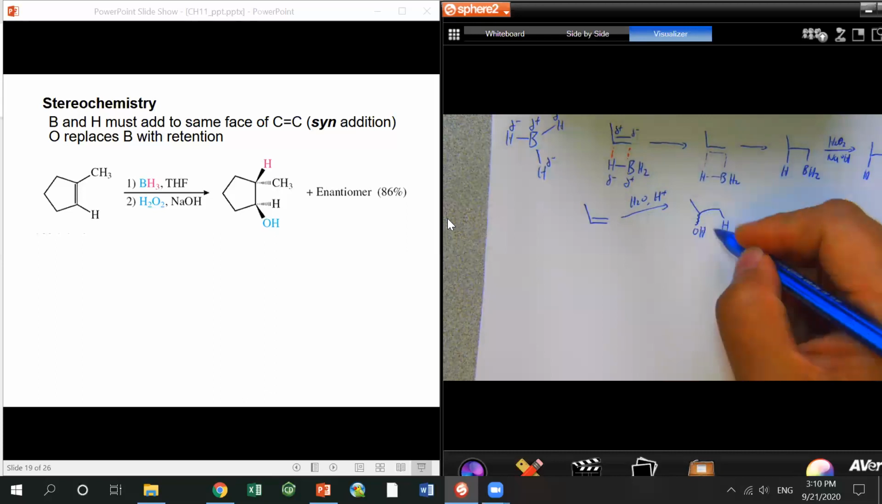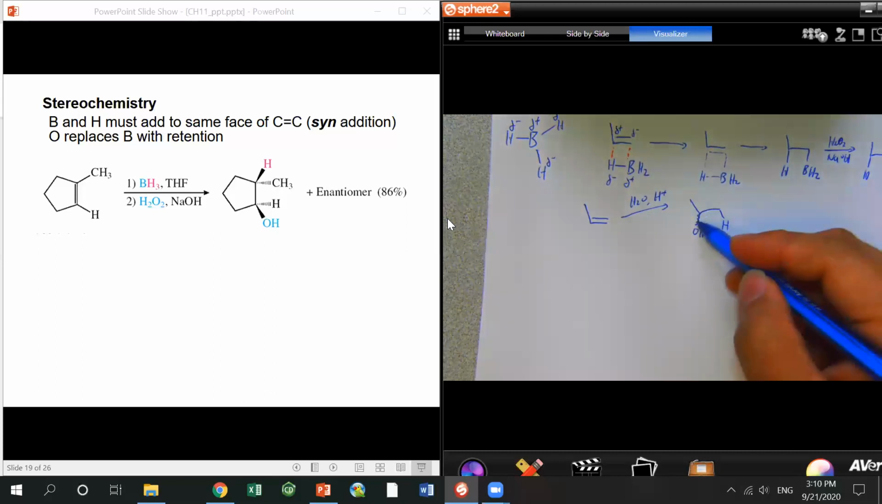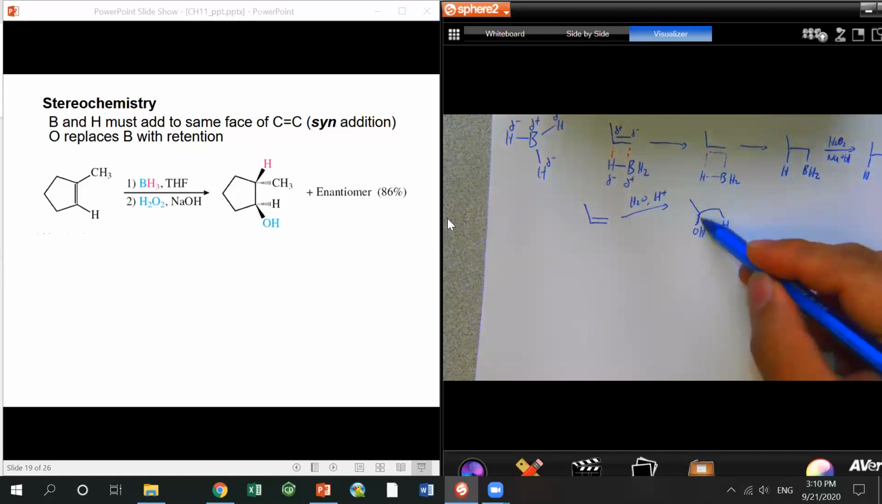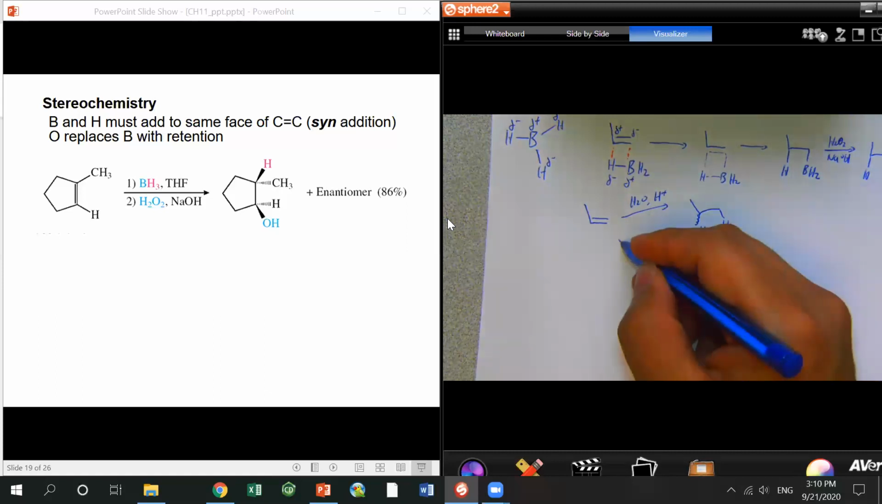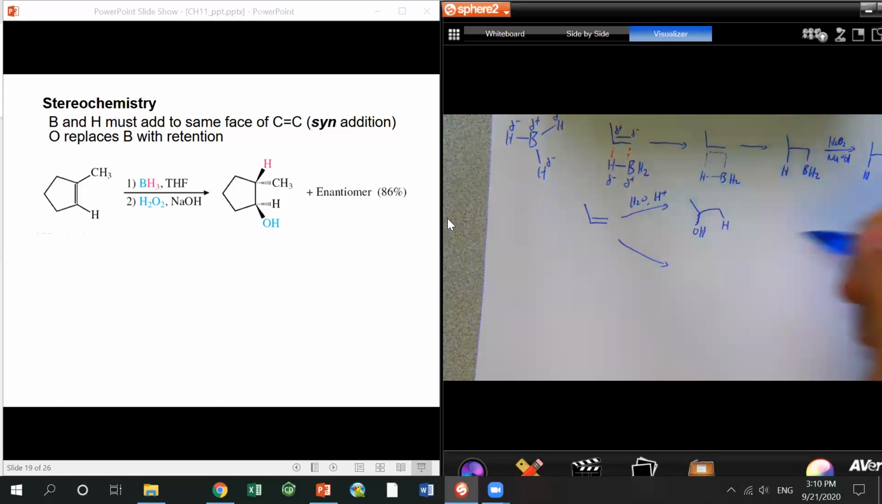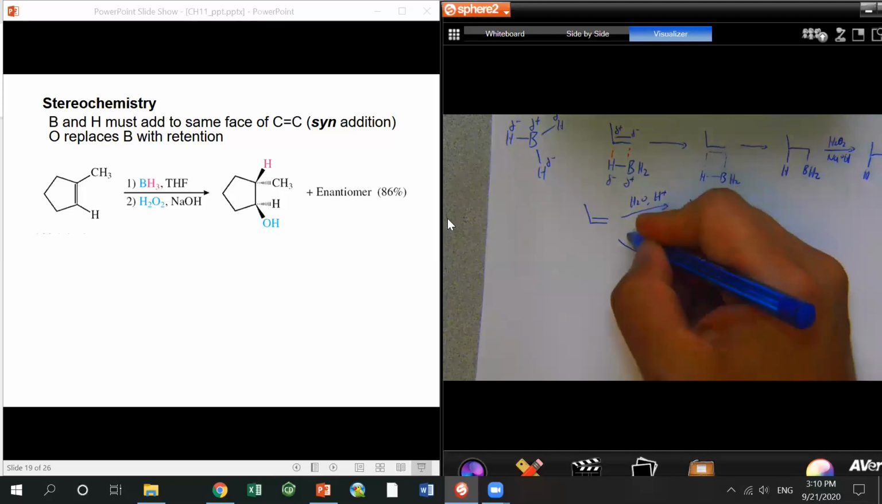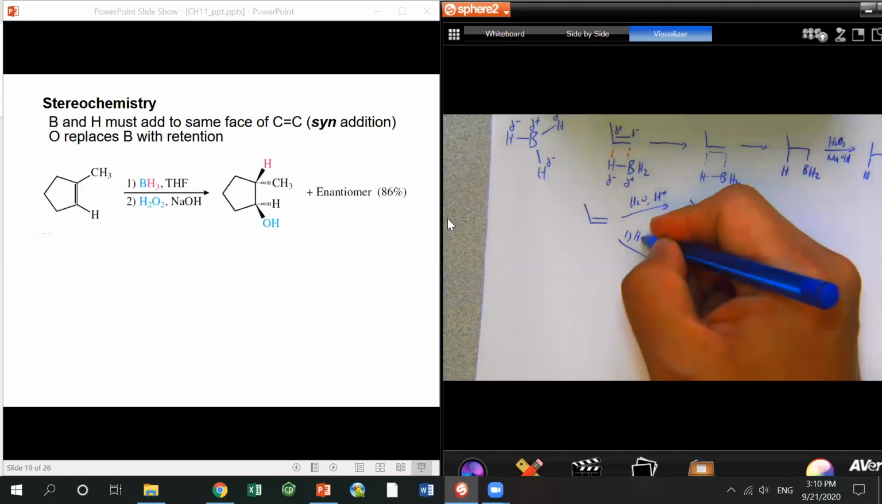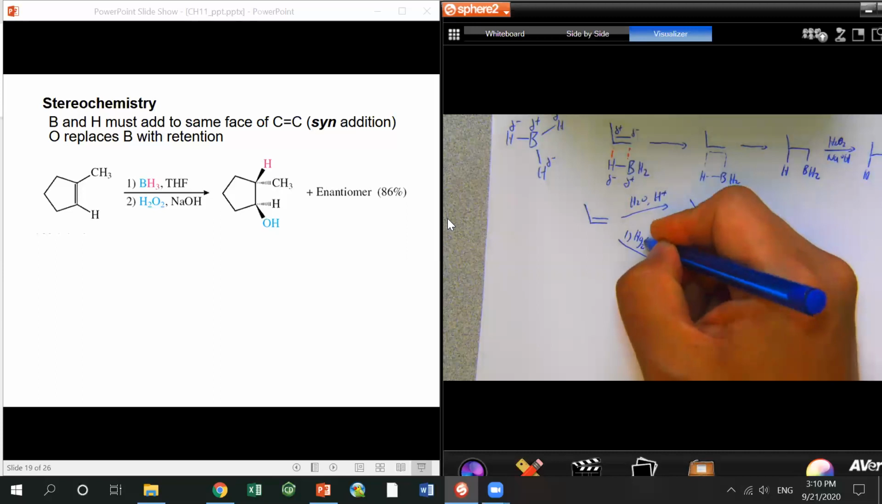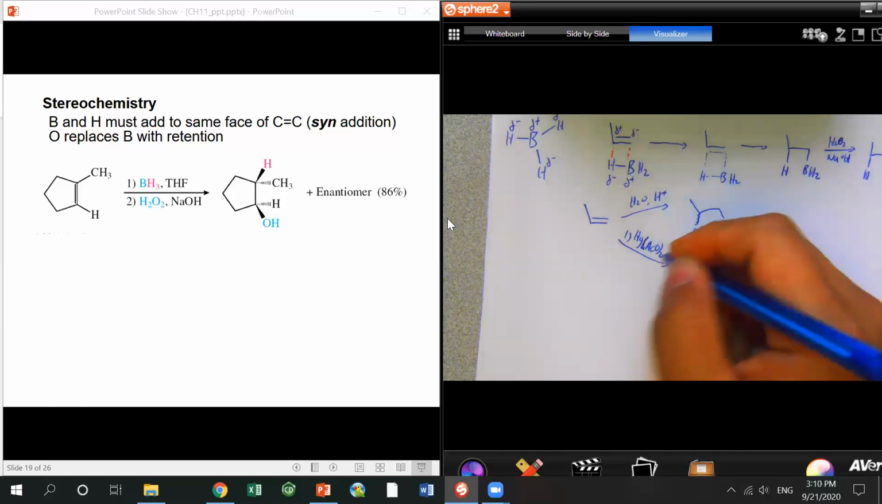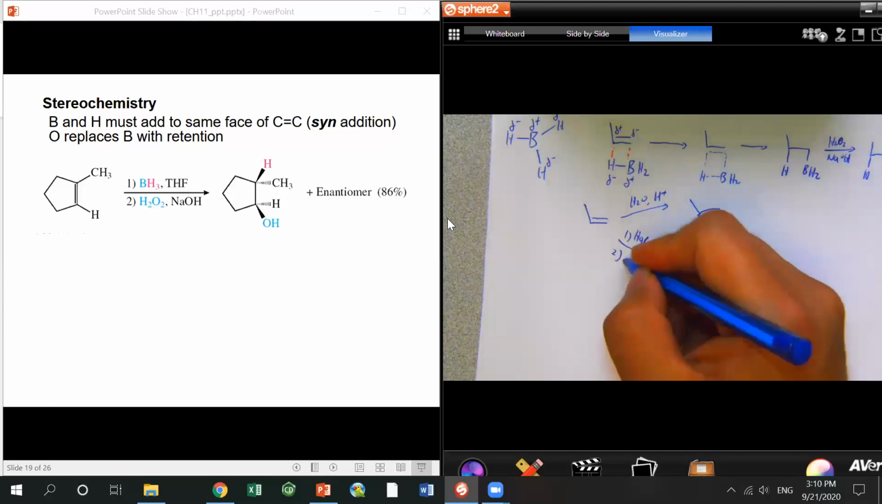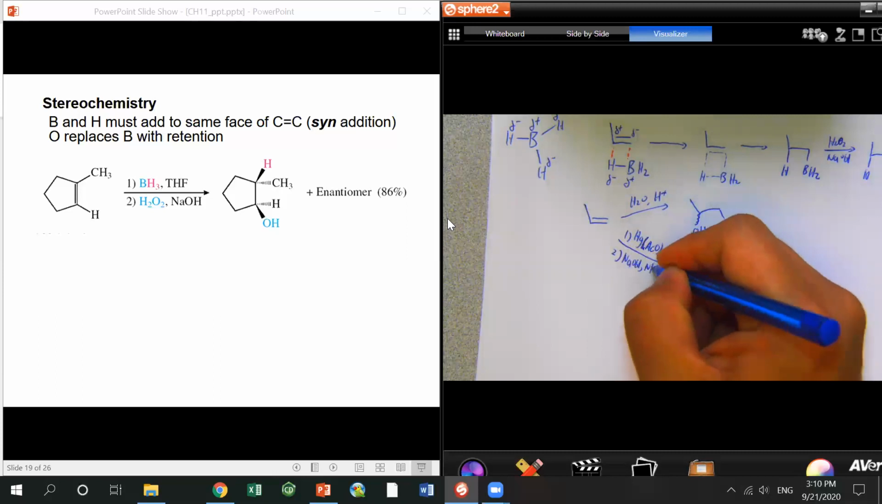Because there is no stereochemistry, that's why we put a curved bond. And then the second way we learned we call the oxymercuration reduction reaction. It's a two-step reaction. The first step uses mercury acetate, and the second step uses sodium hydroxide with sodium borohydride.